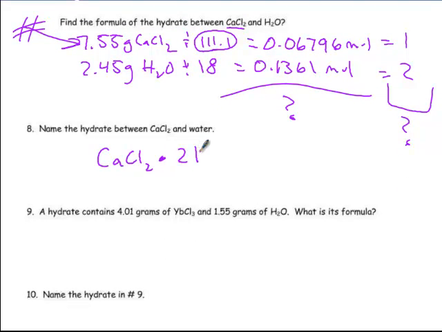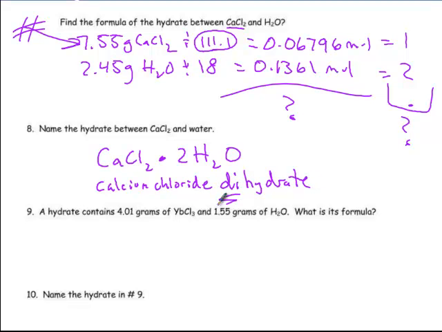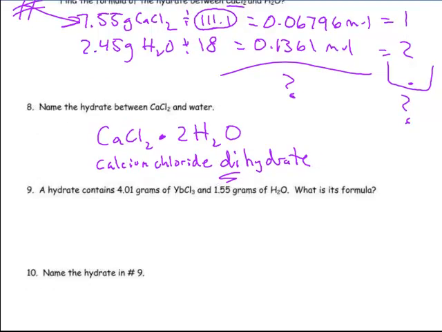So then to write the formula, I am going to write the 1 to 2 ratio that I just got here. And then the name is calcium chloride dihydrate. So the fact that there's 2 means di. I use those same prefixes that we used for naming molecules.